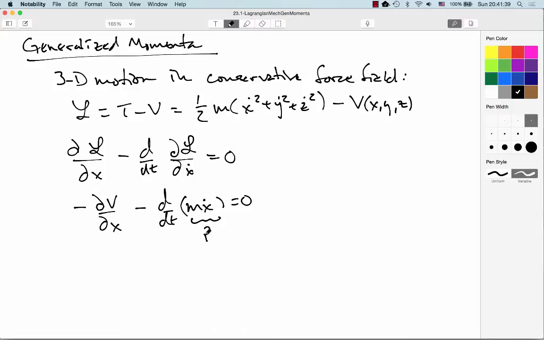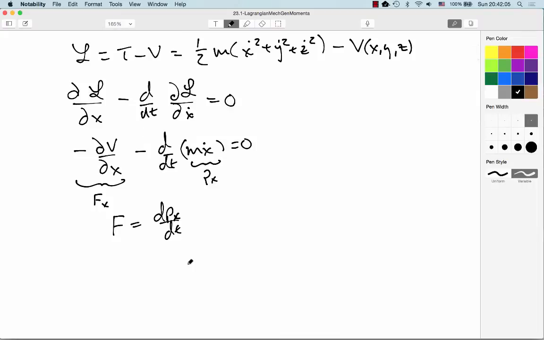Well, we know what this is. This is the x component of the linear momentum. And we also know what this is. This is, including the minus sign, the x component of the force being applied. So we can rewrite this as F equals dp_x dt. Oh, hey, that looks a lot like Newton's second law. And we can do this similarly for y and z and get the same kind of result. So we can extend this as a vector and say that F equals dp dt. Super.